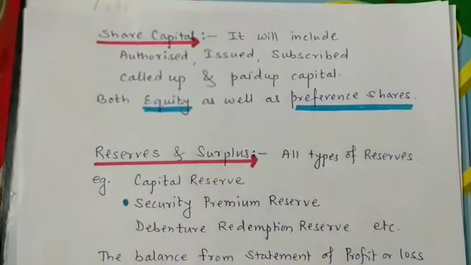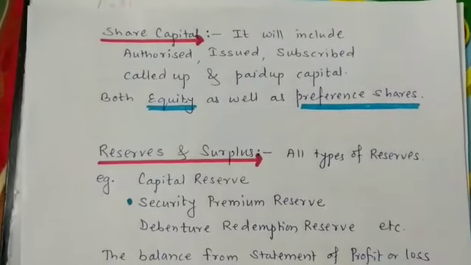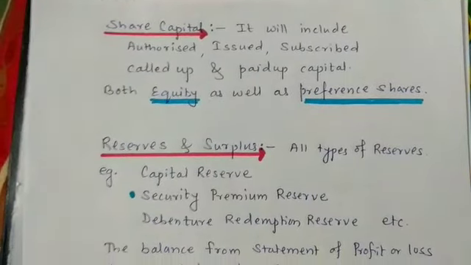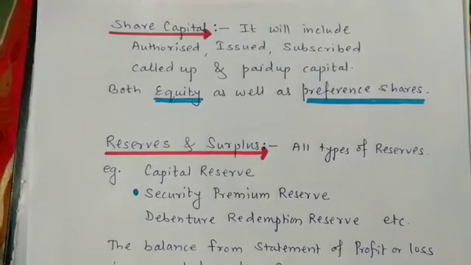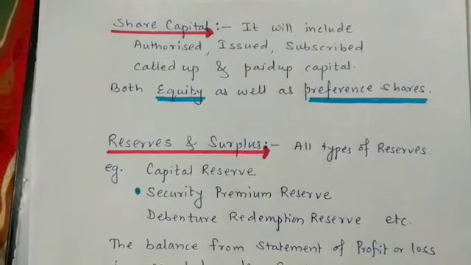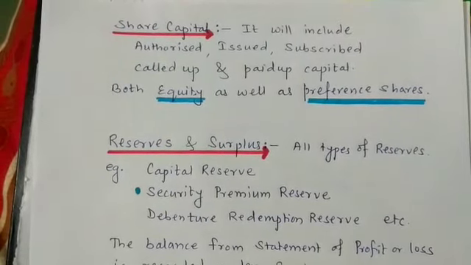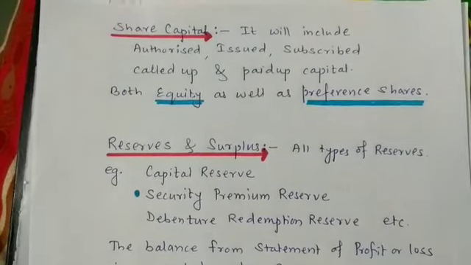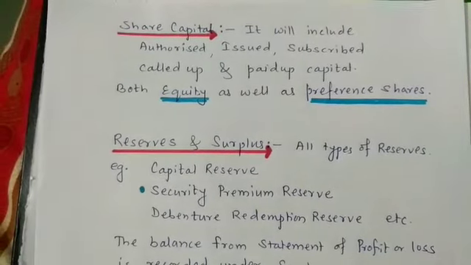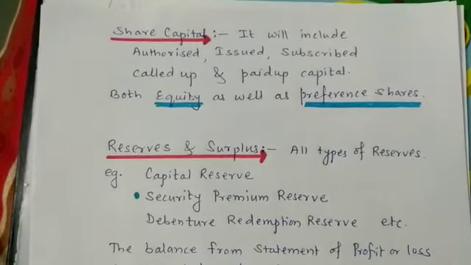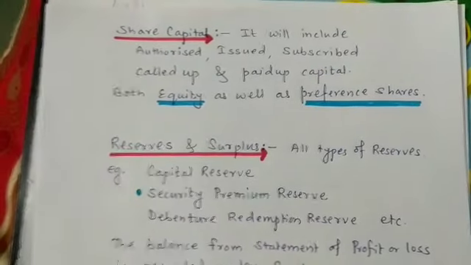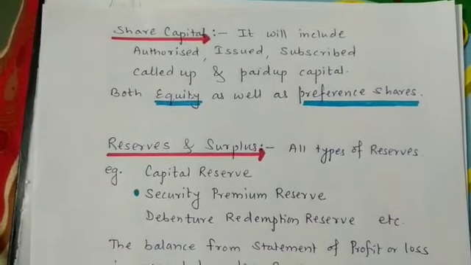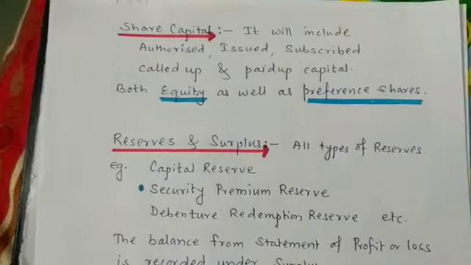The first is share capital. The share capital includes all types of shares, that is preference shares and equity shares. All the authorized, issued, subscribed, called up, and paid up capitals are recorded separately in notes to accounts, as I have told you in the previous video, and only one representative figure of share capital will be a part of the balance sheet.